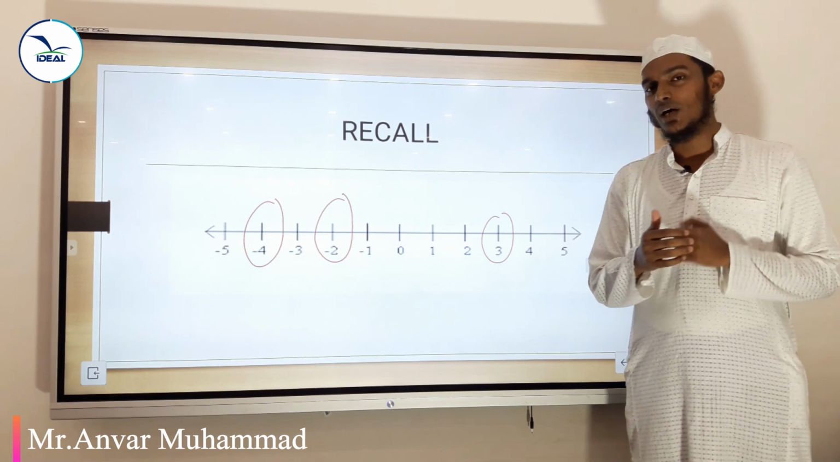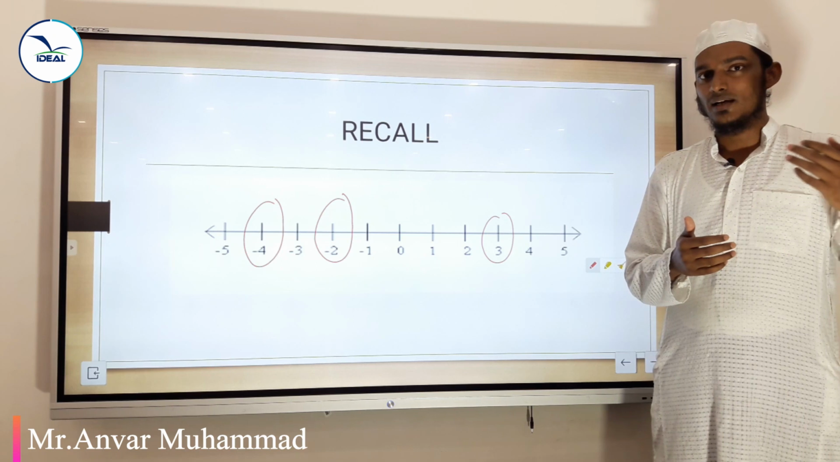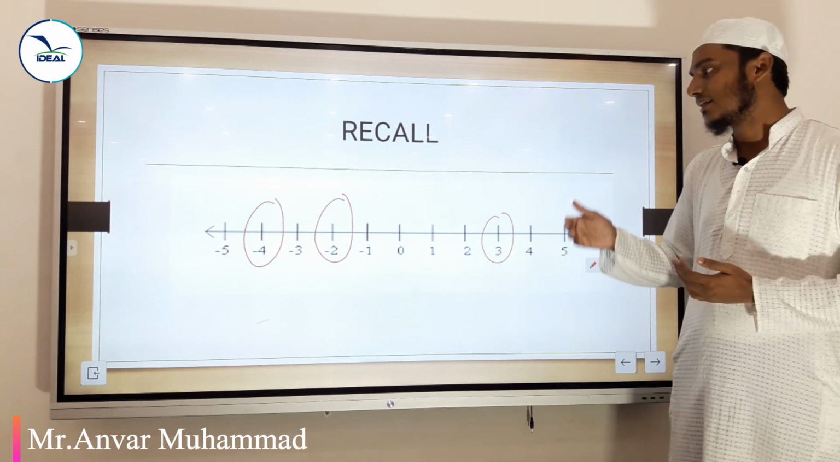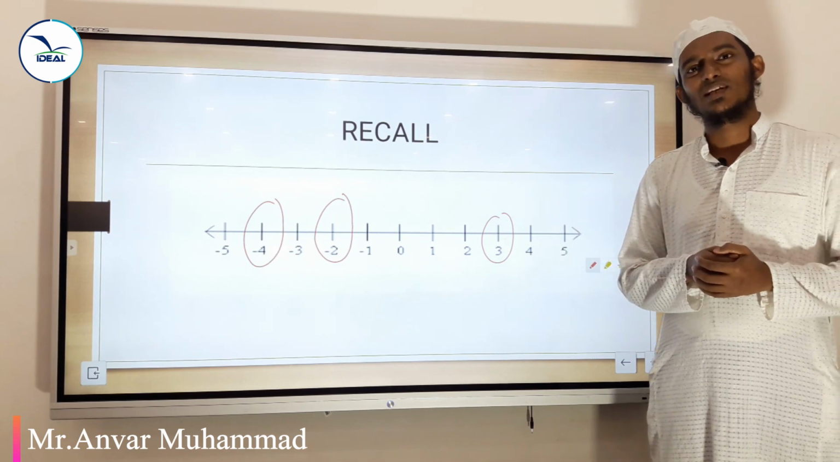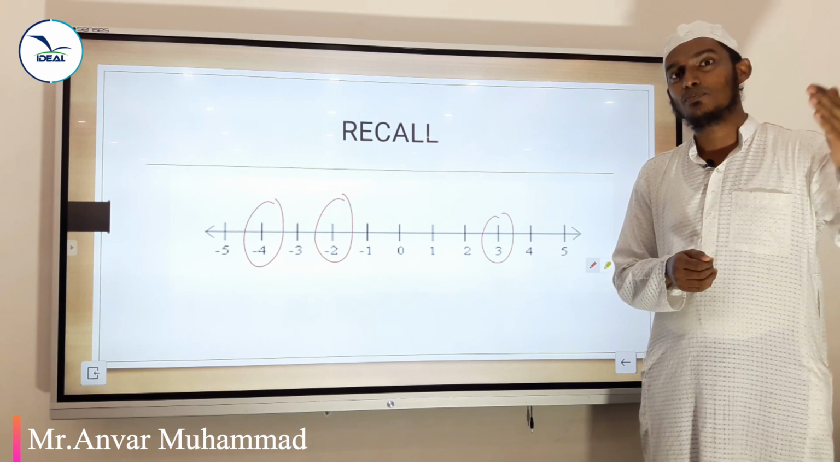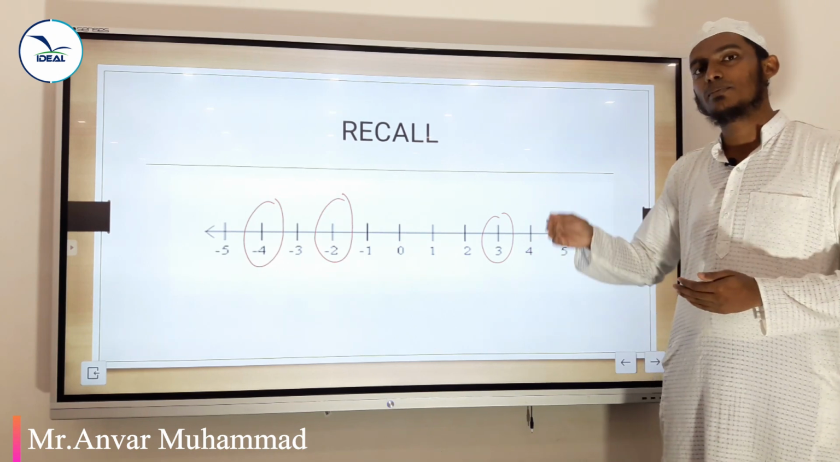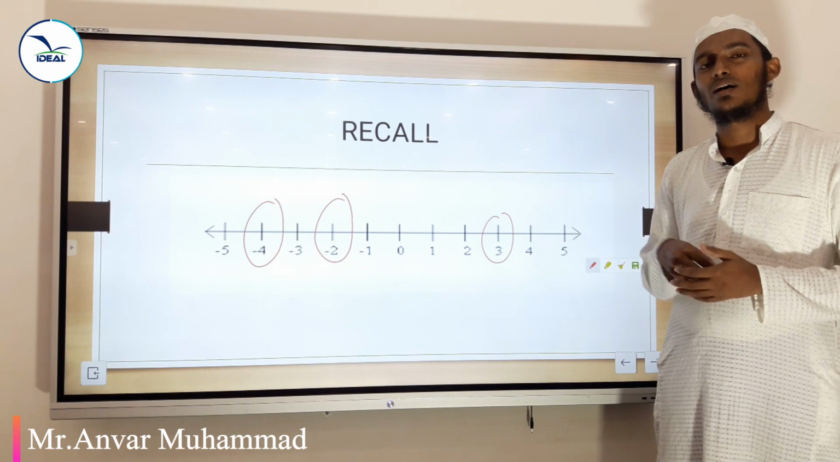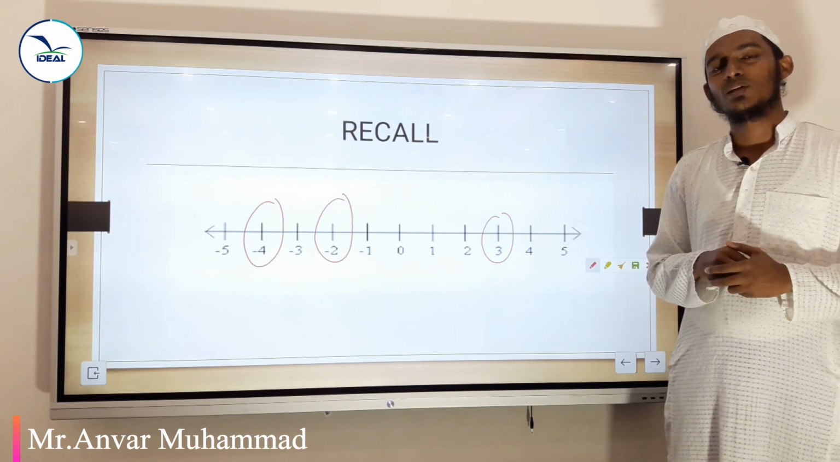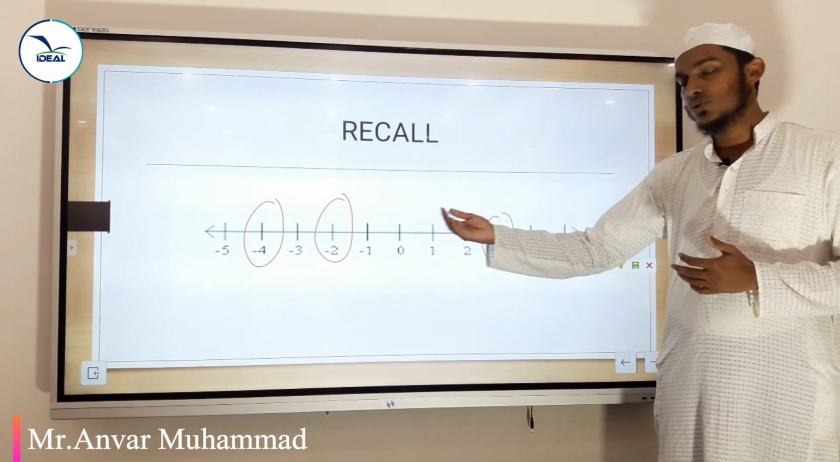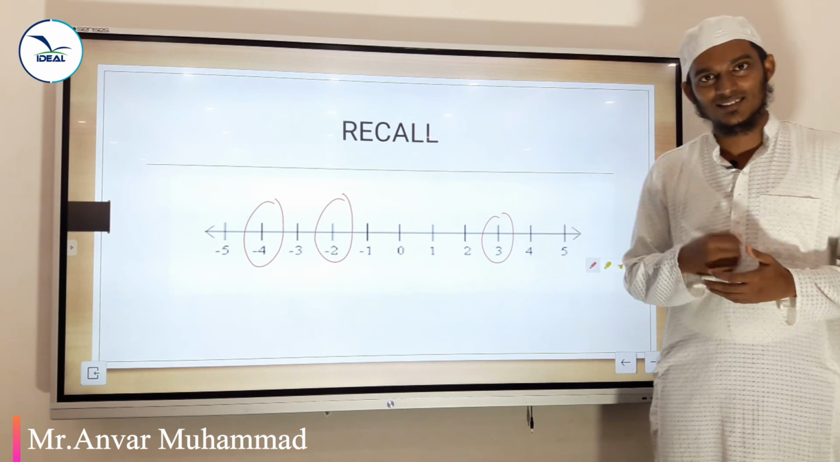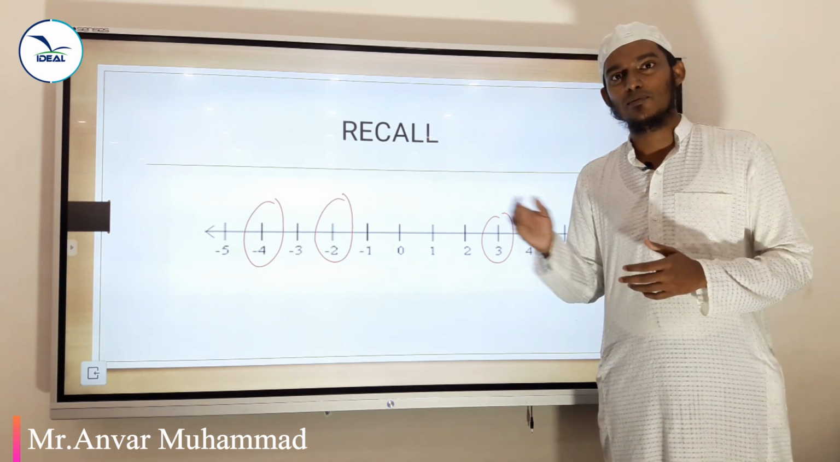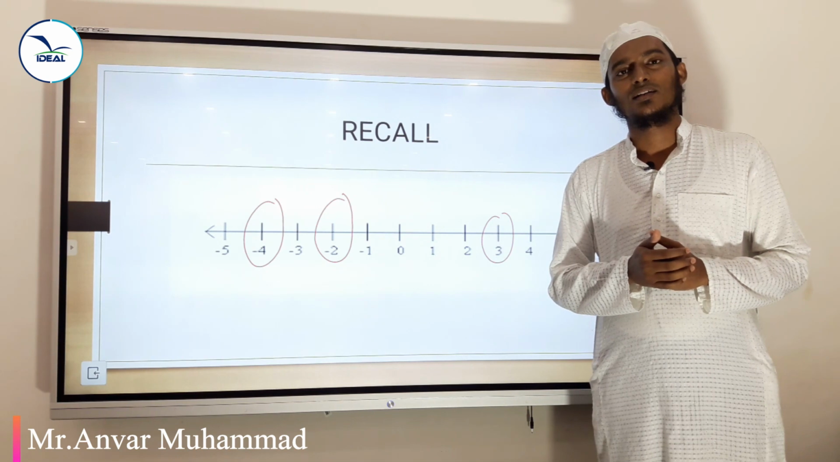Why did we write -4 in the beginning and 3 at the last? You know that -4 is the smallest and 3 is the biggest among these three numbers. So when we move to the right, the numbers are increasing, and when we move to the left, the numbers are decreasing.